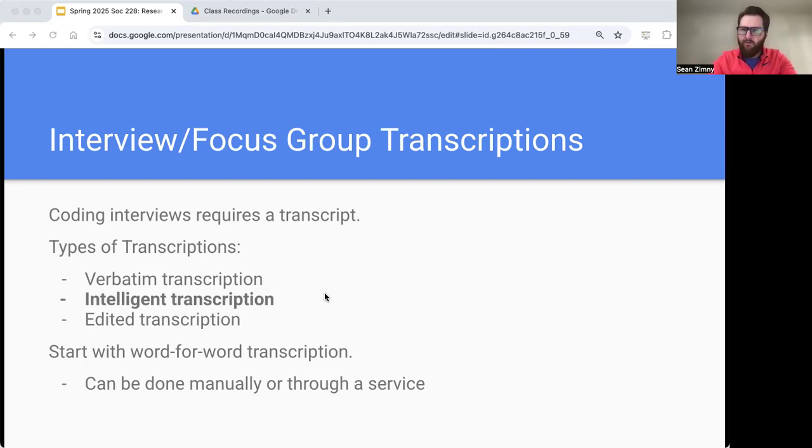Intelligent transcriptions I've used quite often. We're going to use verbatim transcriptions. That's what we're going to do. So you can have all the nuances of the ahs and ums of the world. And so you're going to be able to see what a verbatim transcript actually looks like.